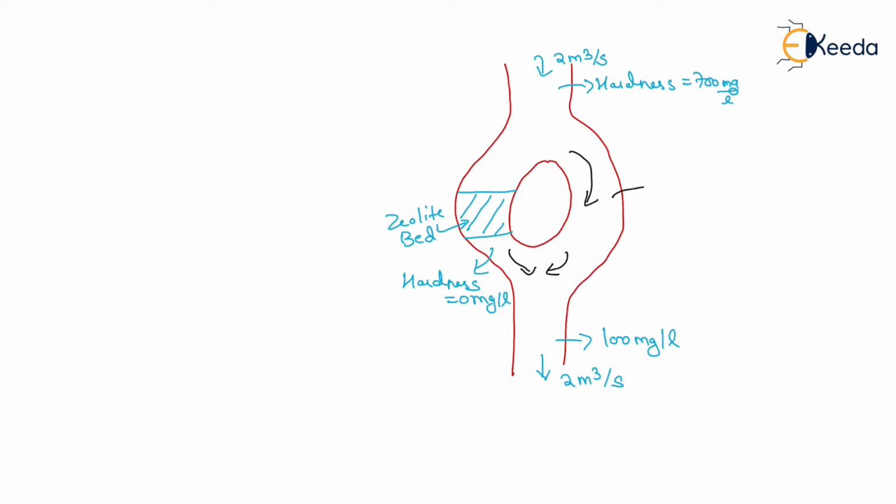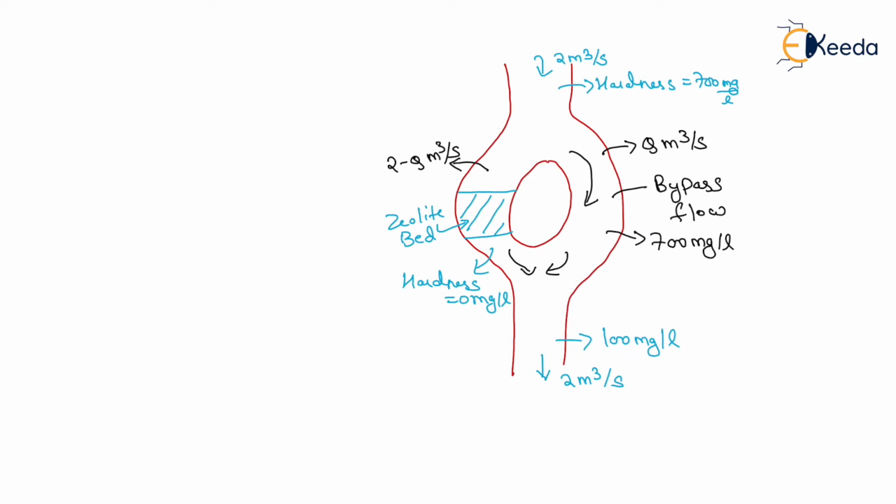The water which passes directly through the other path is known as bypass flow. Now suppose in the bypass flow we pass q m³/s of water. Then the amount of water flowing over the zeolite bed will be 2 minus q m³/s. The hardness of water in the bypass flow will be the same as the influent water, that is 700 mg/L.